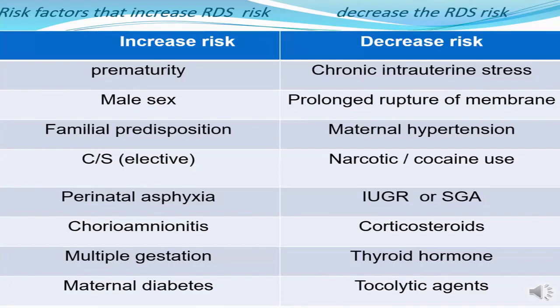What are the risk factors which increase the risk of development of RDS? They include prematurity, male sex, familial predisposition, elective cesarean section, perinatal asphyxia, chorioamnionitis, multiple gestation, and maternal diabetes. There are also factors which decrease the likelihood of development of RDS, including chronic intrauterine stress, prolonged rupture of membranes, maternal hypertension, narcotic or cocaine use, small for gestational age, and the use of corticosteroid, thyroid hormone, and tocolytic agents.